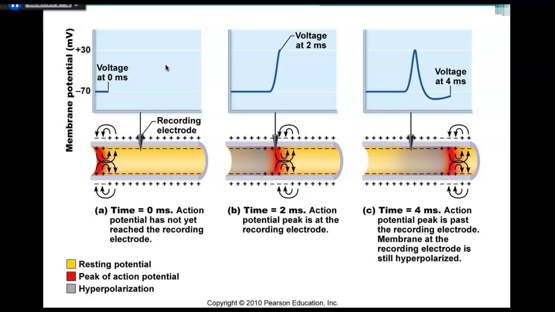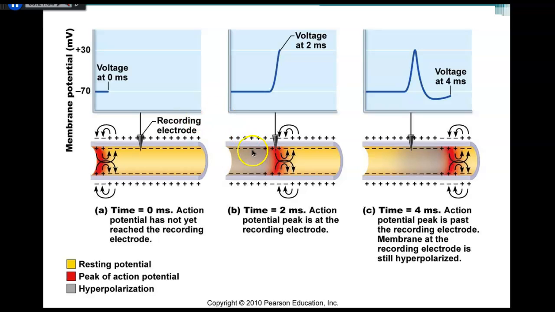All right, and so what this is showing you is that graph that was in the video. And this is showing you the voltage. So you have negative 70, which is resting. And then an action potential is going to go all the way up to positive 30 millivolts. So we have resting potential right here. Okay, action potential has not yet started.